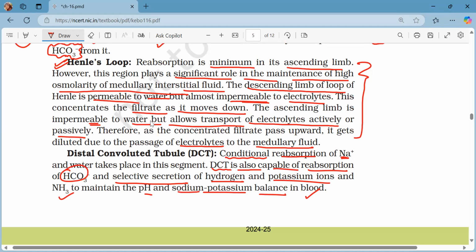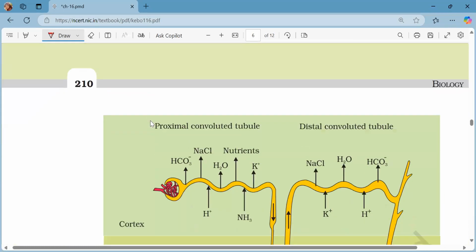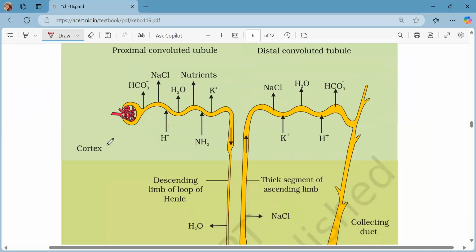So these are all the different tubules and what they do. Now see here. This picture tells us that the upper arrow shows that it is being absorbed. It's being taken away from the filtrate. The lower one will show that it is being selectively secreted. Okay. This one.